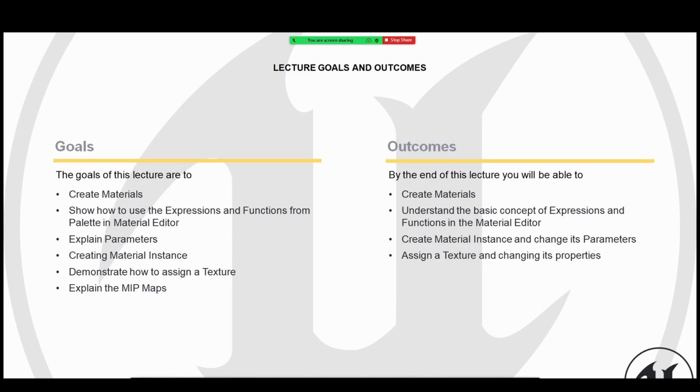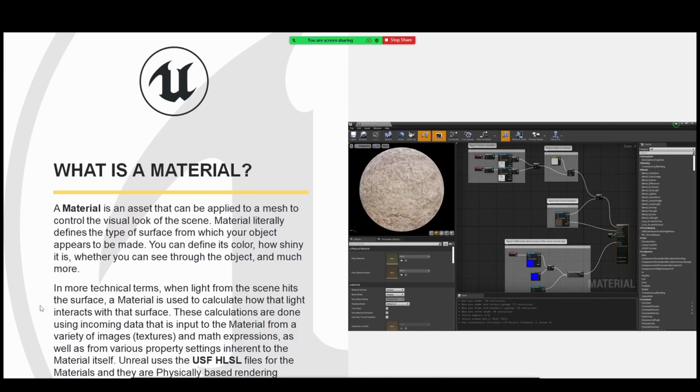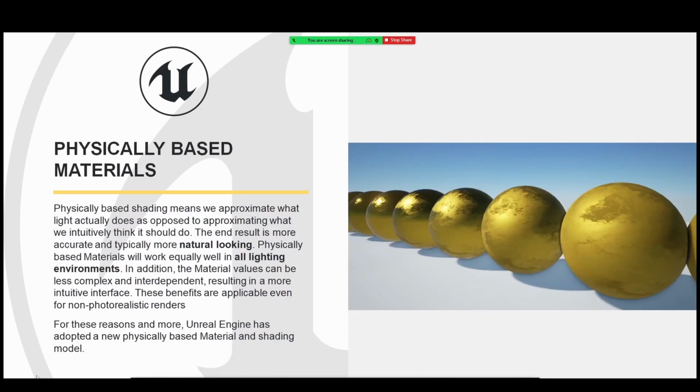Now, what is a material? Okay, so material is an asset that can be applied to a mesh. It controls the visual look of the scene. Okay, and in the Unreal Engine, we'll be using PBR materials, physically based rendering. The advantage with PBR materials is that they look more natural when you compare them with other 3D software. Okay, and these physically based materials will work equally with all the lighting environments.